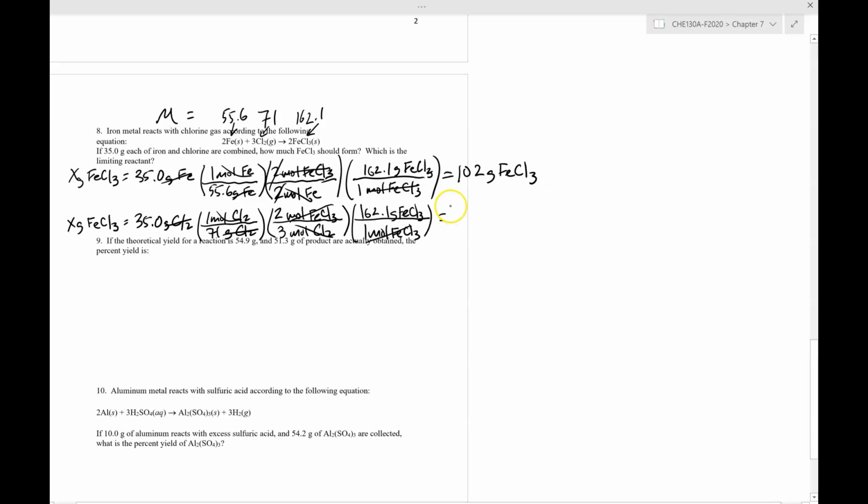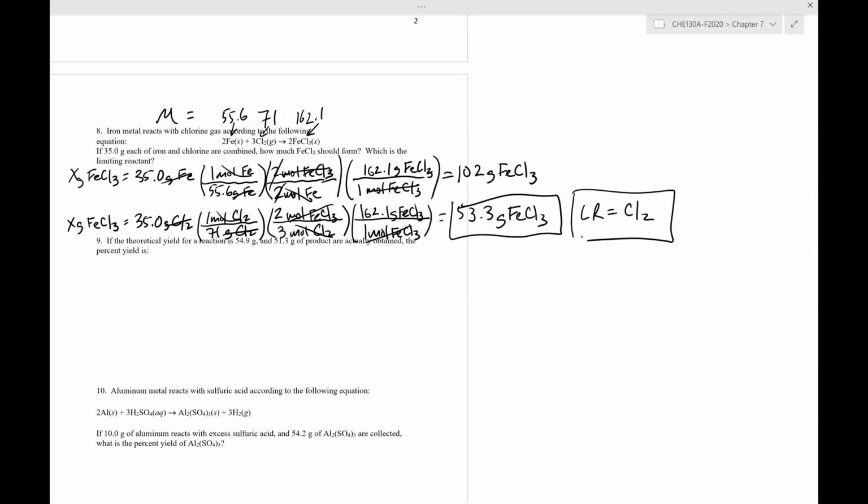It's 53.3 grams of FeCl3. So that gets us our yield, and the limiting reactant is chlorine. So we've identified that as well. And again, that's the two things we're asked in the problem, how much FeCl3 should form and which is the limiting reactant. So we box both of those in.